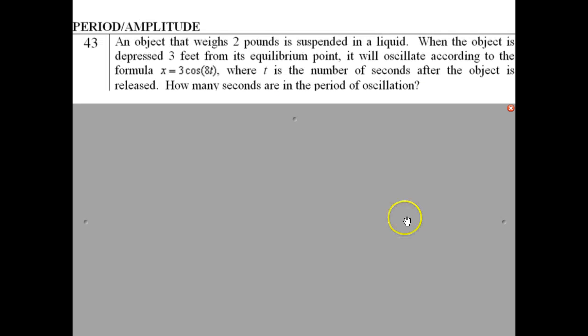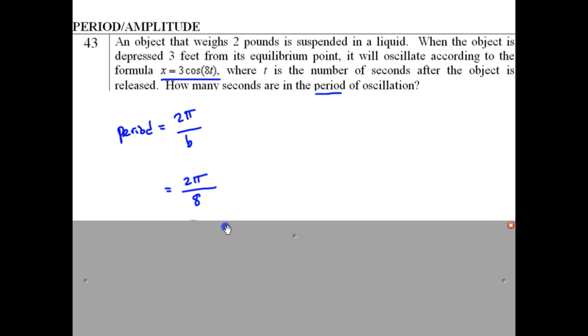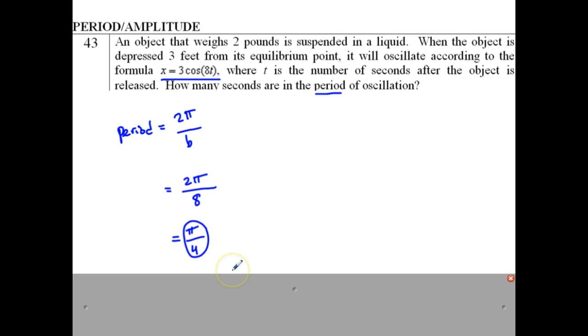Our next question, to finish this out, we have a couple questions involving graphing details, period, amplitude. So this question says how many seconds are in the period of the oscillation. Okay, so there's a lot of language in here. They have a nice context about an object suspended in liquid, but really the key is, here's the equation. We're looking for the period, and we know that period is defined as 2 pi over b. The b value is always the coefficient of the variable x, or in this case, t. So we just put 2 pi over 8. We simplify to pi over 4.